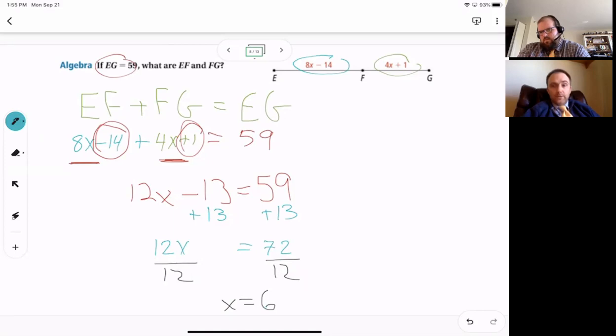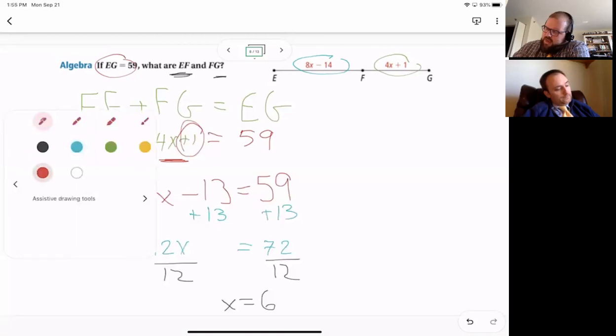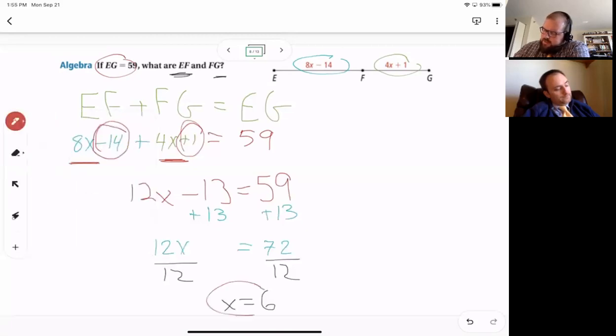But wait, we didn't answer the question. We figured out what x was. Oh man, so what's the question asking? It's saying what's EF and FG. Oh, so once we have this, we then have to use x equals 6 in the expressions that we have. I'll do the one on the right, you do the one on the left. Okay.